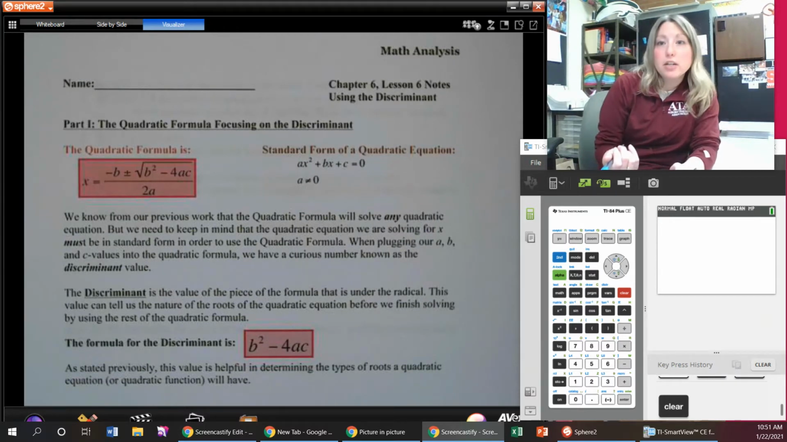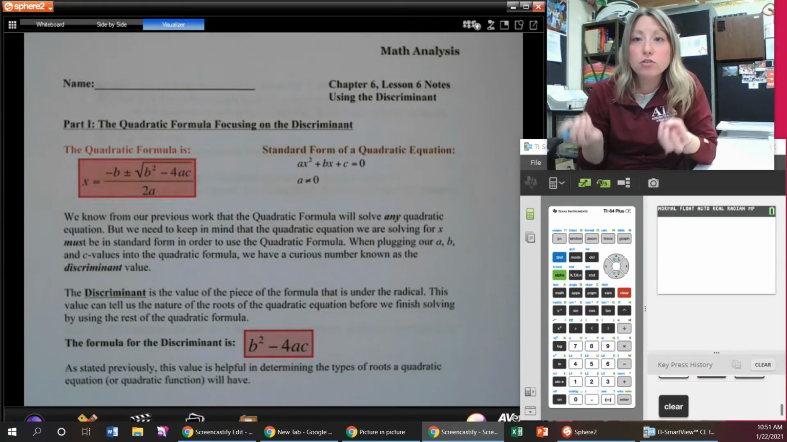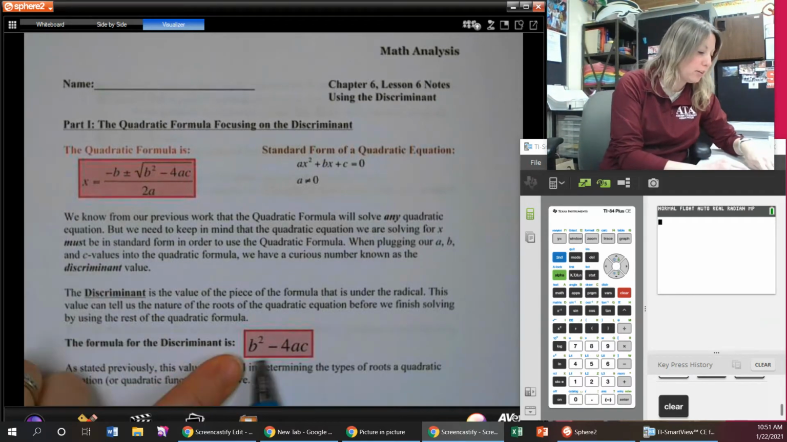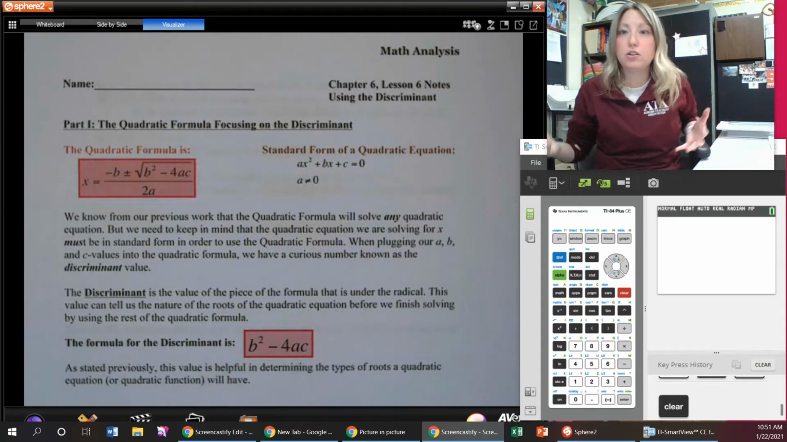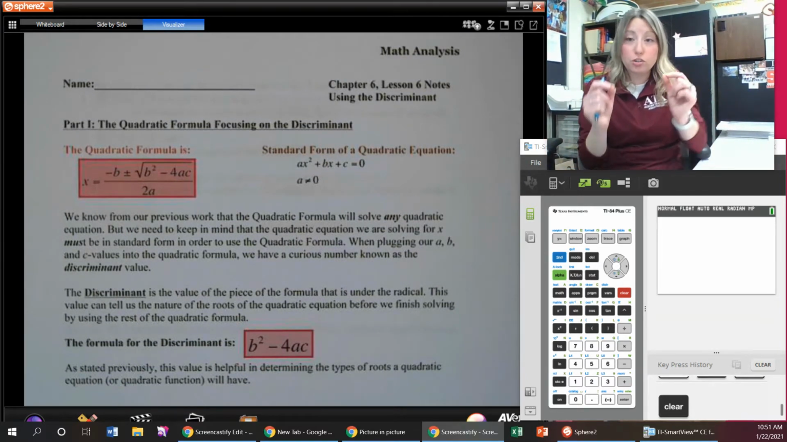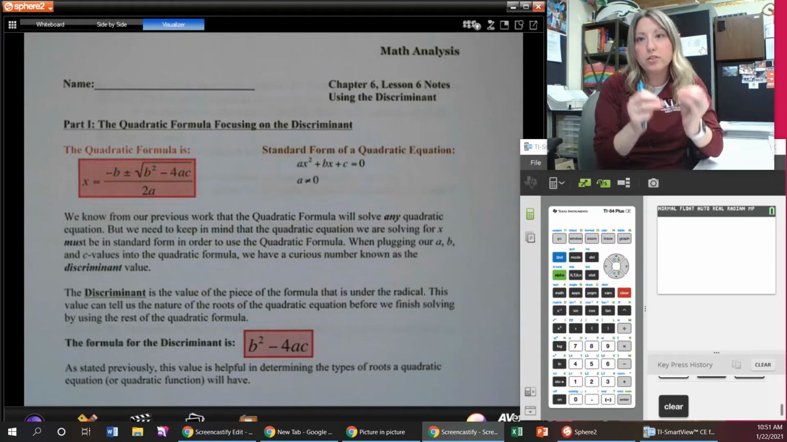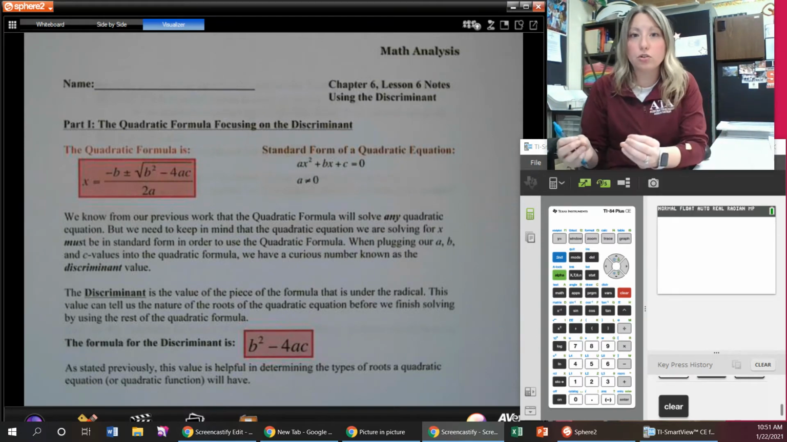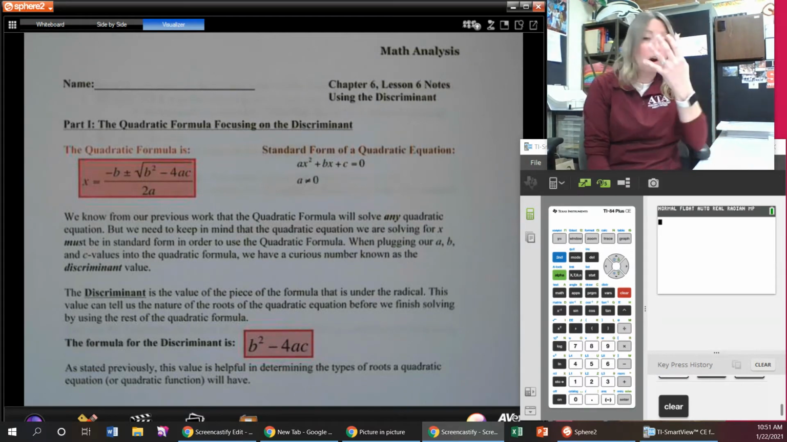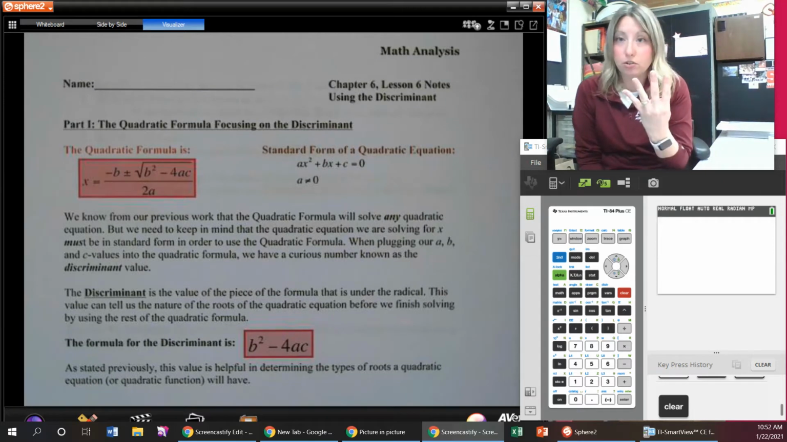Well, the discriminant is the stuff under the radical in the quadratic formula, okay? B squared minus 4AC is the discriminant. And the reason we call it that is because it discriminates between what type of answers we are going to have when solving our quadratic equation, okay? So that's why we call it that. There are 4 types of answers, okay?